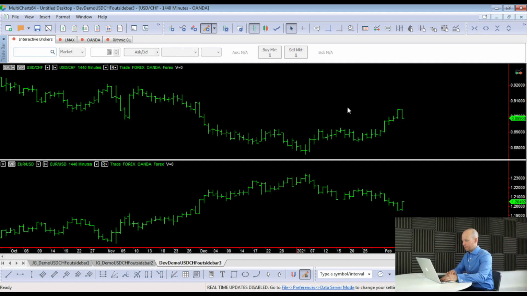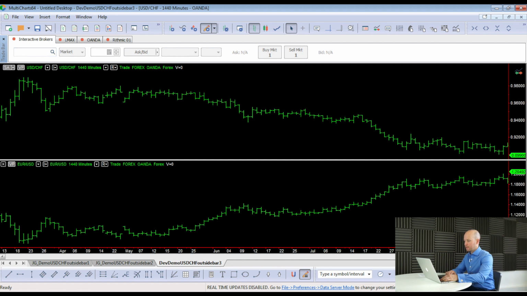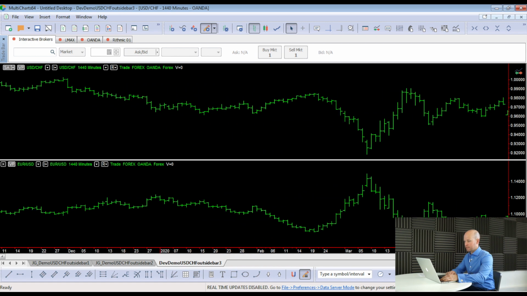First off, let's just have a look at this chart. Now, this top chart here we can see is Dollar Swiss franc, or Swissy, and this bottom chart is Euro Dollar. They're both 1440 minute, or daily, charts. Now, if I scroll, you can clearly see how they move in sync with each other, but in opposite directions. That's that negative correlation.